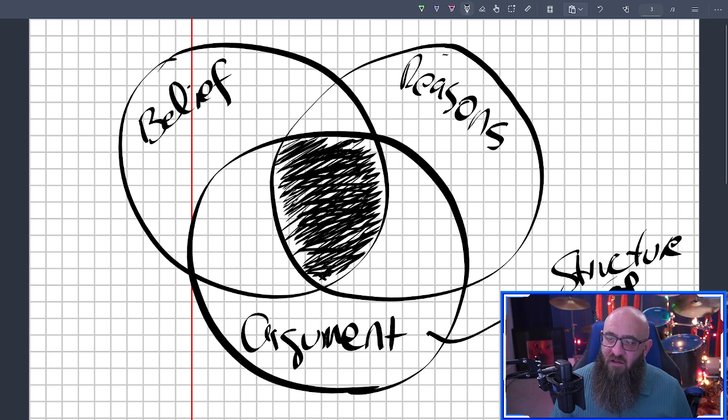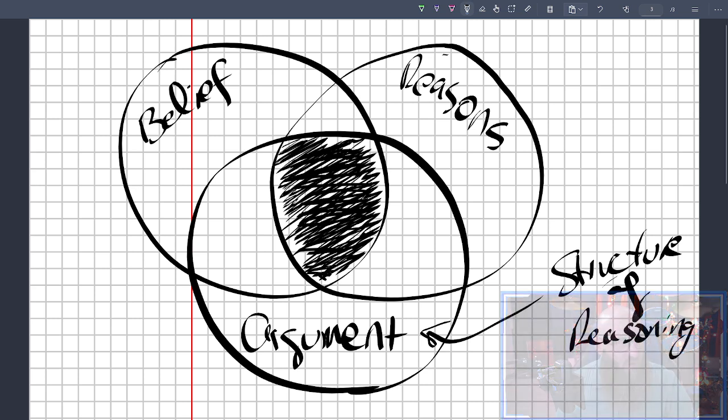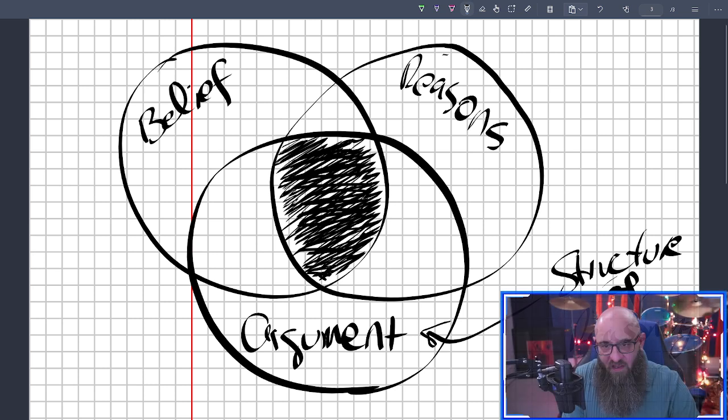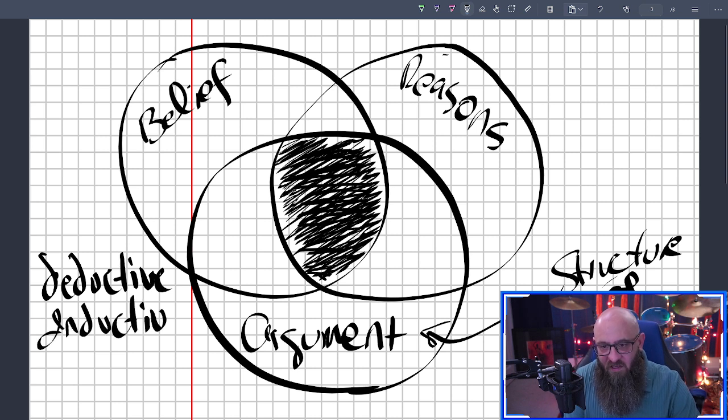We want those reasons to be in a certain sort of structure, right? Either in a deductive structure or an inductive structure. You can watch some of the videos already, where I talk about those distinctions in some of the other videos. So go back and watch that if you don't understand what these words mean.